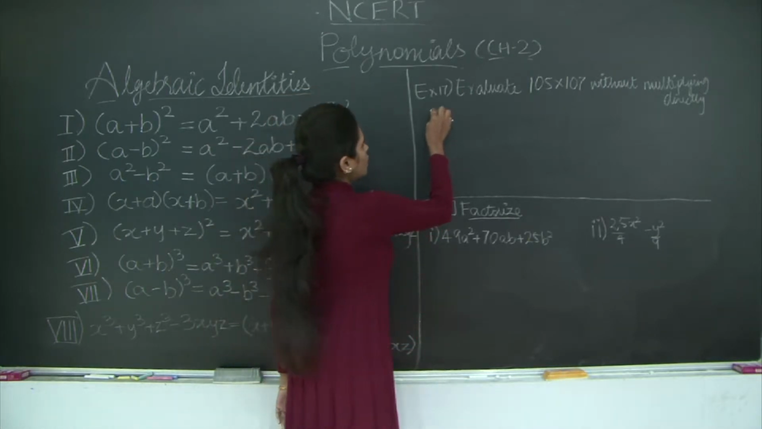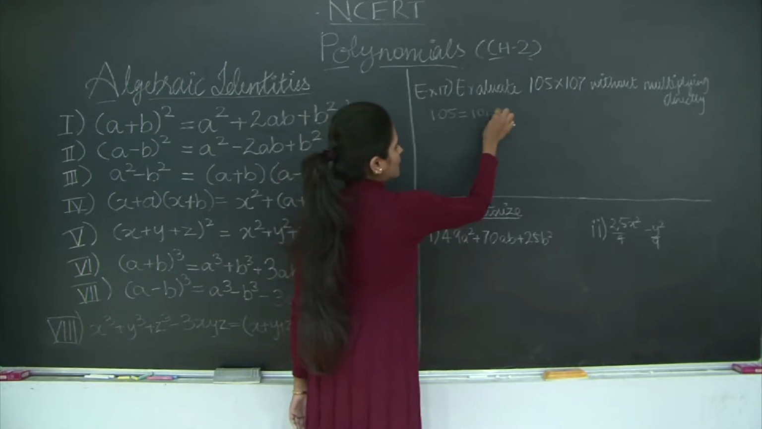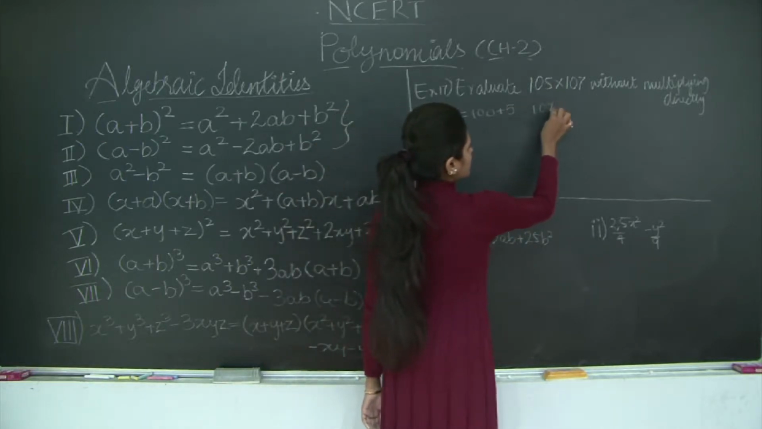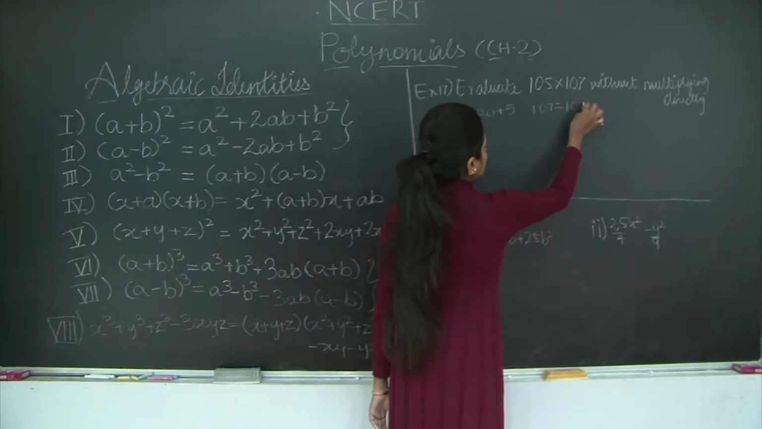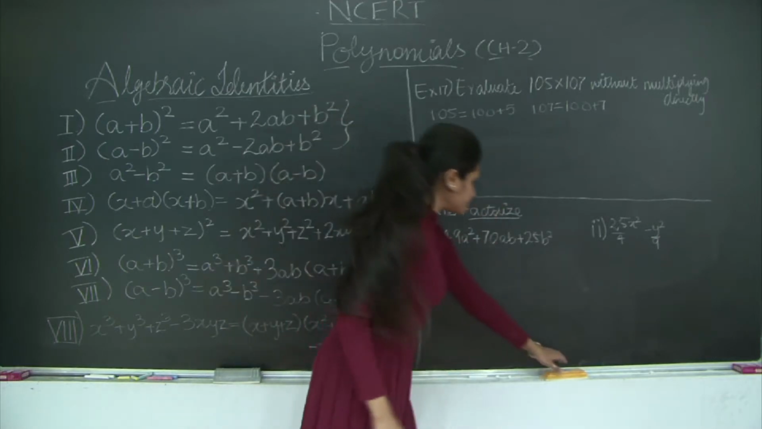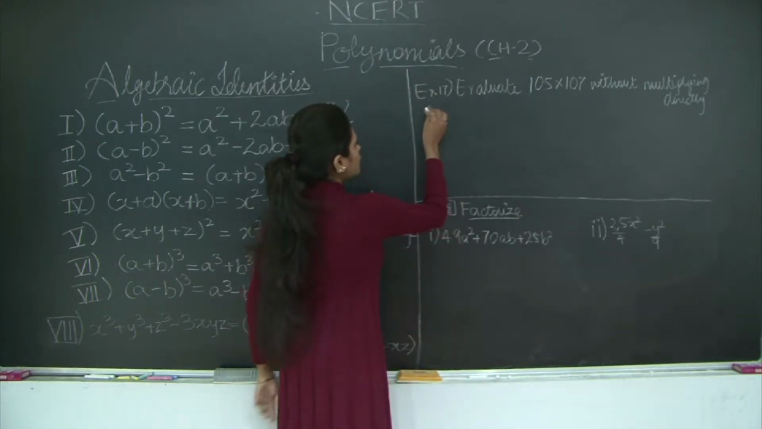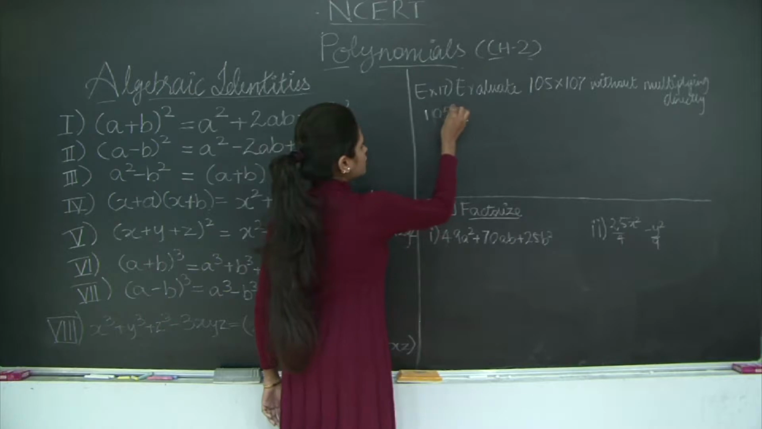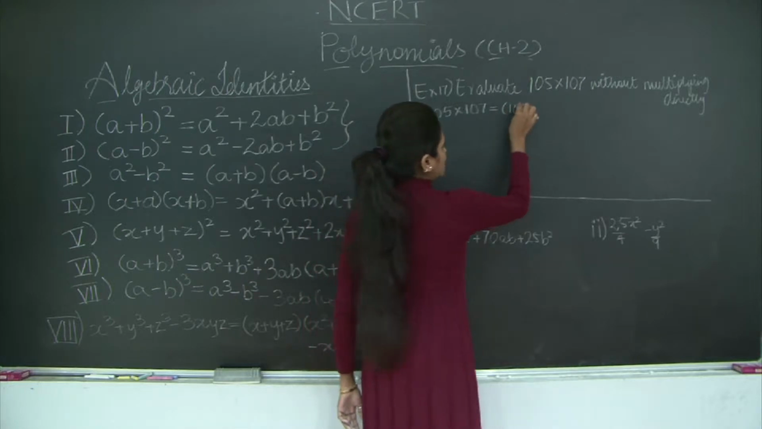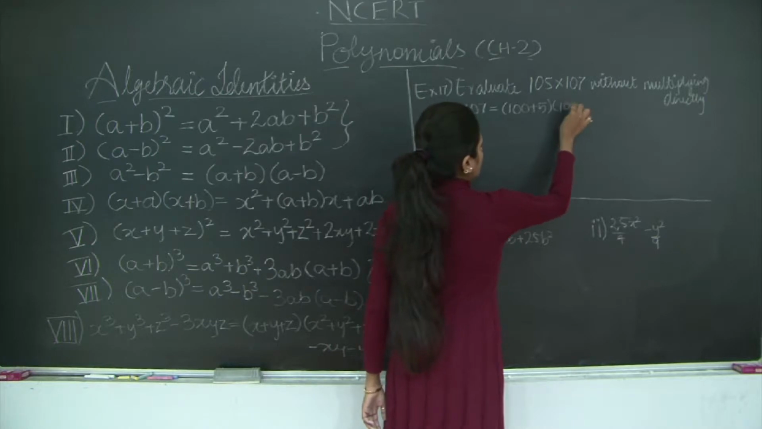So let's see, 105 can be written as 100 plus 5, right? And 107 can be written as 100 plus 7, right? So I'm going to use this to solve our example. Therefore, 105 into 107 is nothing but 100 plus 5 into 100 plus 7.